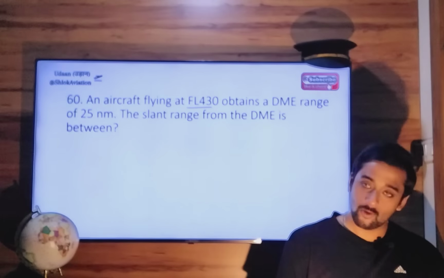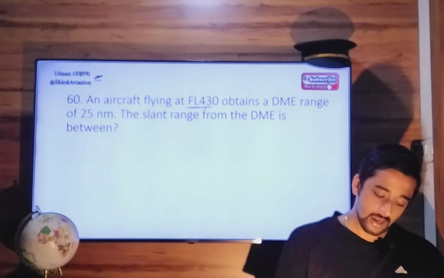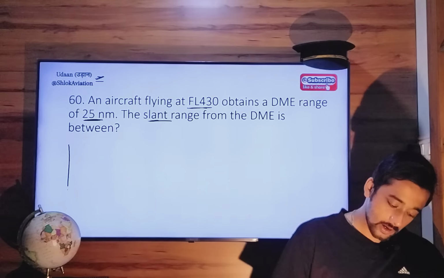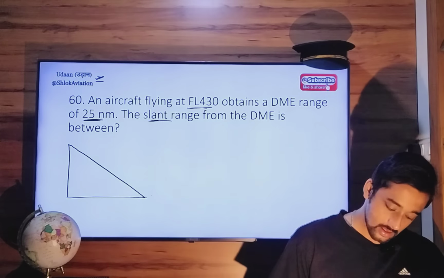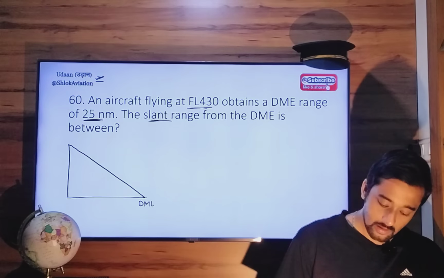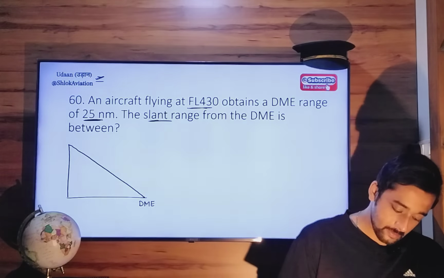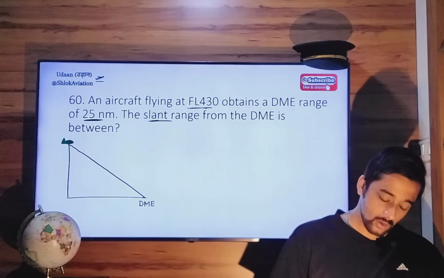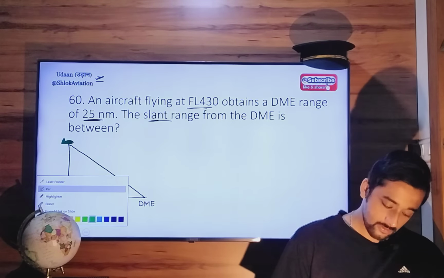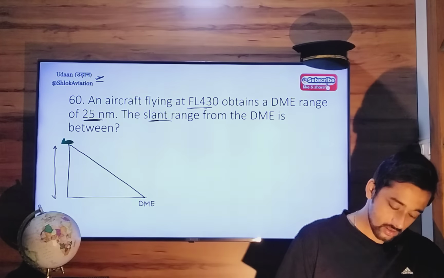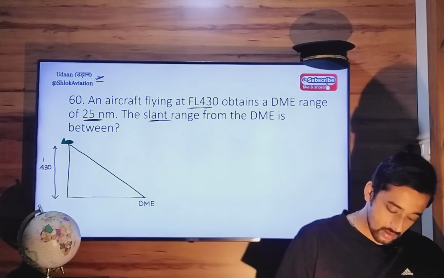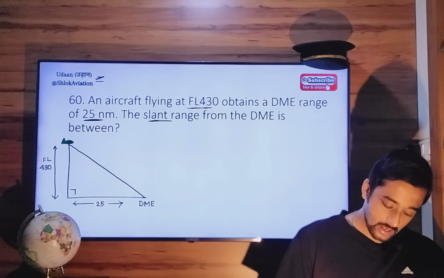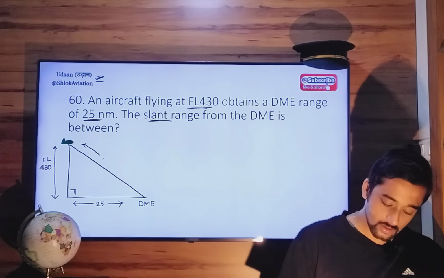An aircraft is flying at flight level 430, 43,000 feet, 25 miles away. What will be the slant range indication? So let's draw the Pythagoras theorem triangle. Here is your DME station. Here is your aircraft. You are 43,000 feet above, 25 miles away, and you have to calculate this slant range.